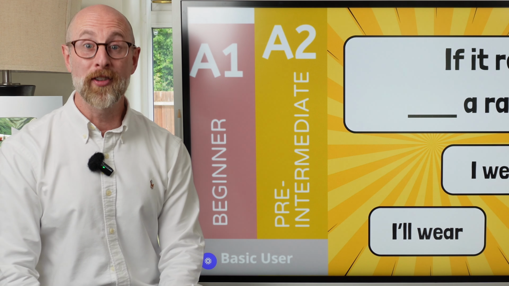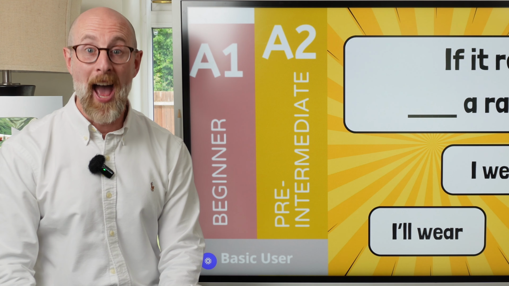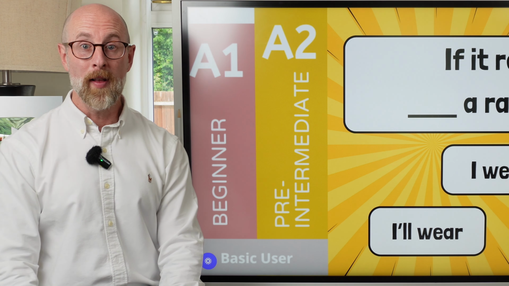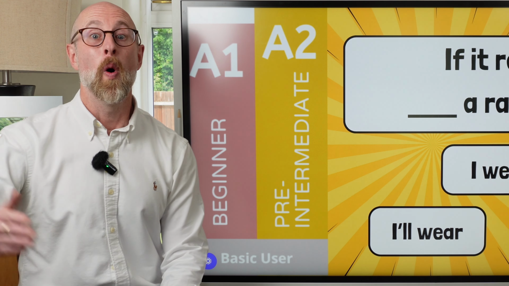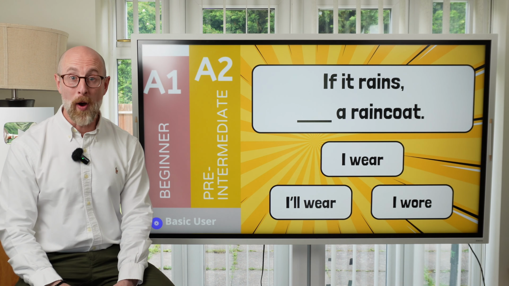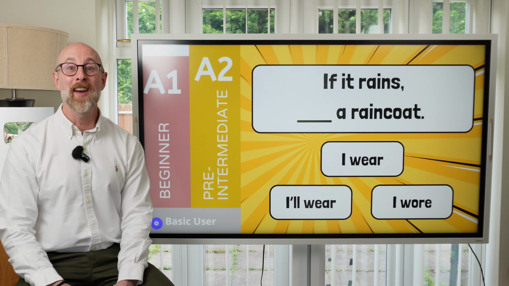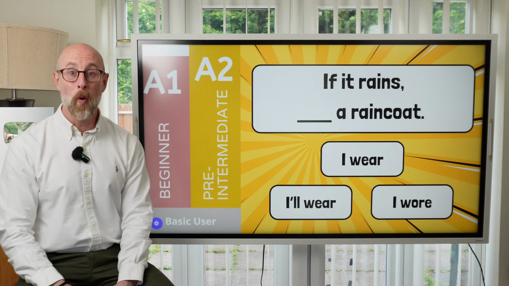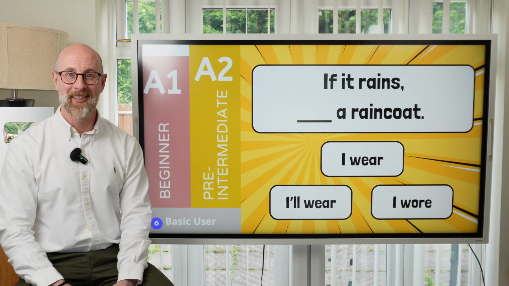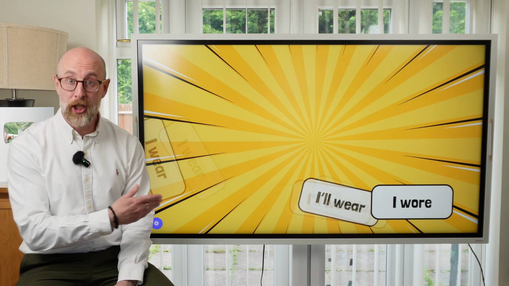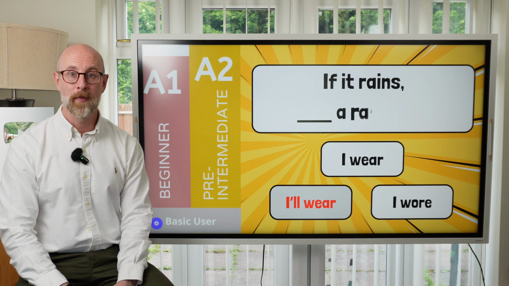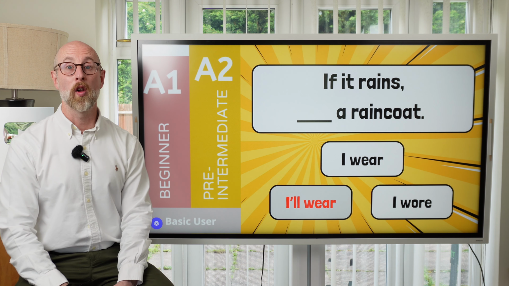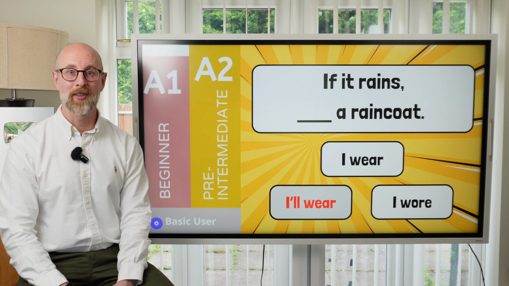Question number 1 will see if you are A1 level or if you're A2 or further. Have a look at question number 1. If it rains, a raincoat. What are the missing words? Here's the answer. Check. How did you do? If it rains, I'll wear a raincoat.